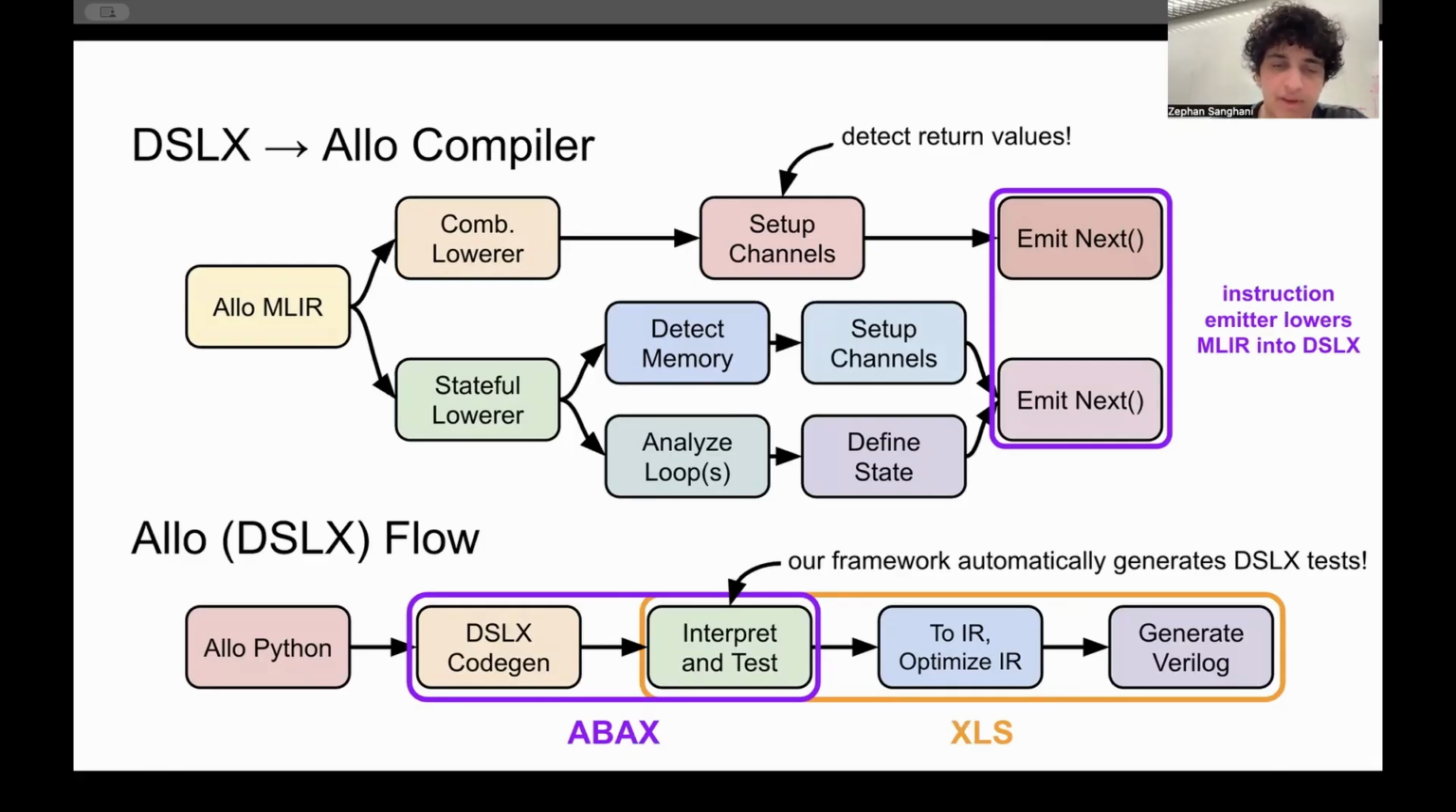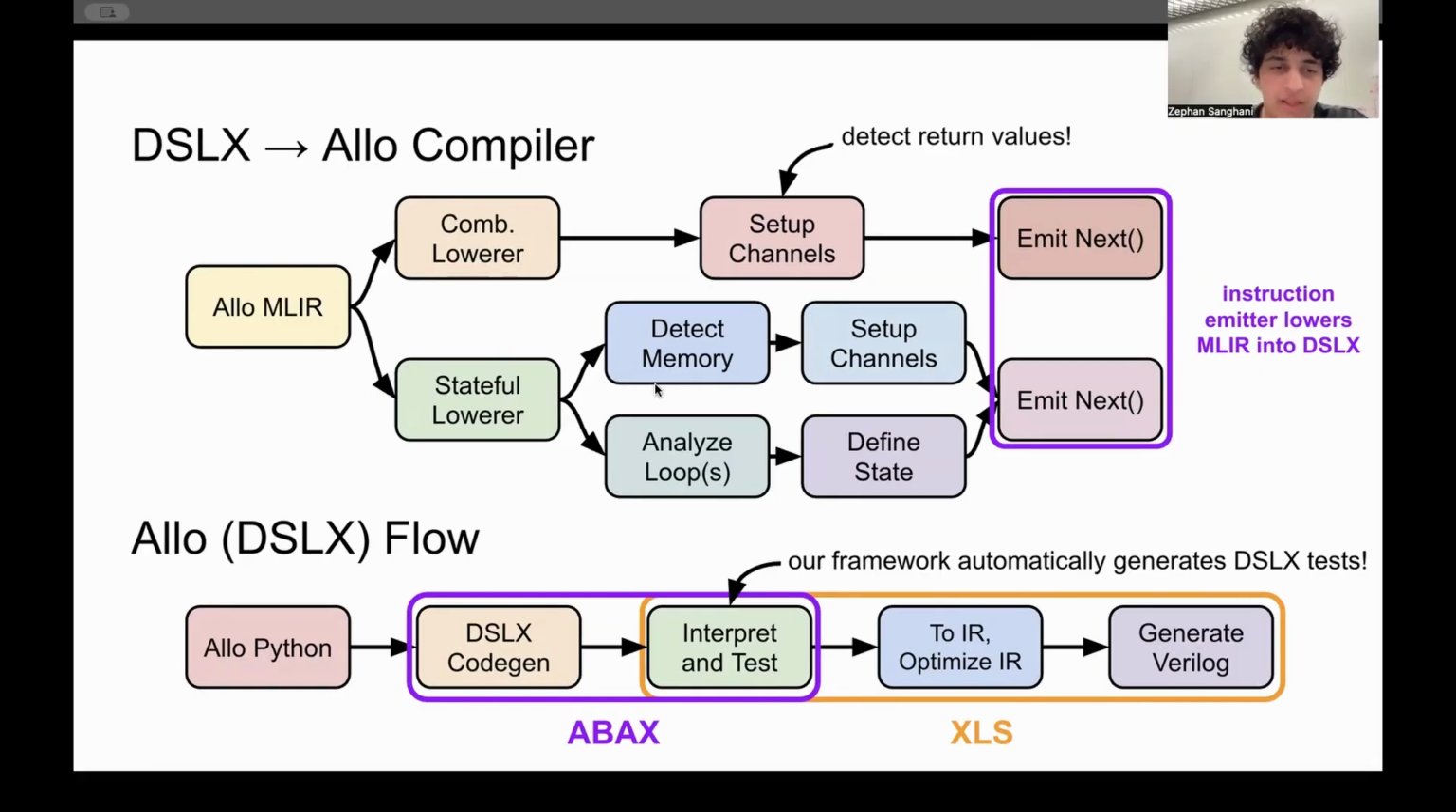If we have a stateful abstraction, this process gets slightly more complicated, where first we must detect if we have any memory, and if so, we must set up the appropriate request and response channels for that memory, as well as a go and done stream. We also must analyze any loops to figure out which variables we need to store in state, such as accumulators or loop variables. Once we have all of that figured out, we're able to emit next using the same instruction emitter. The entire Allo DSLX flow is at the bottom.